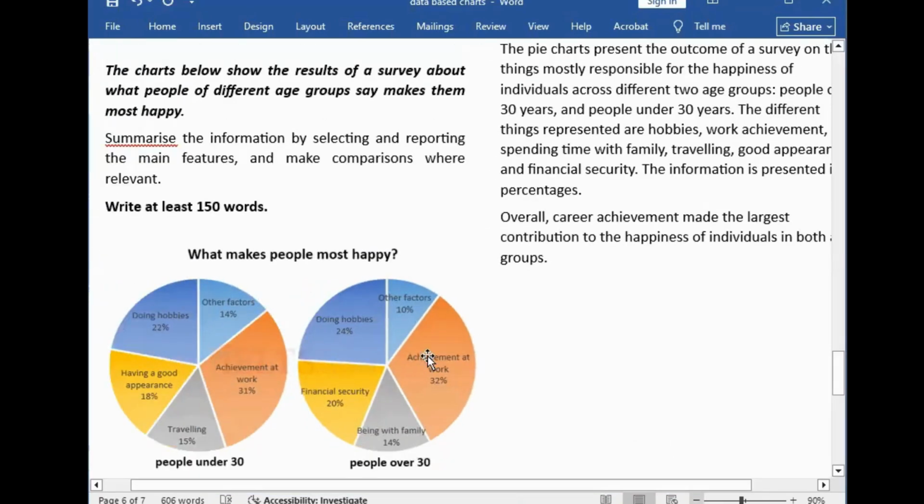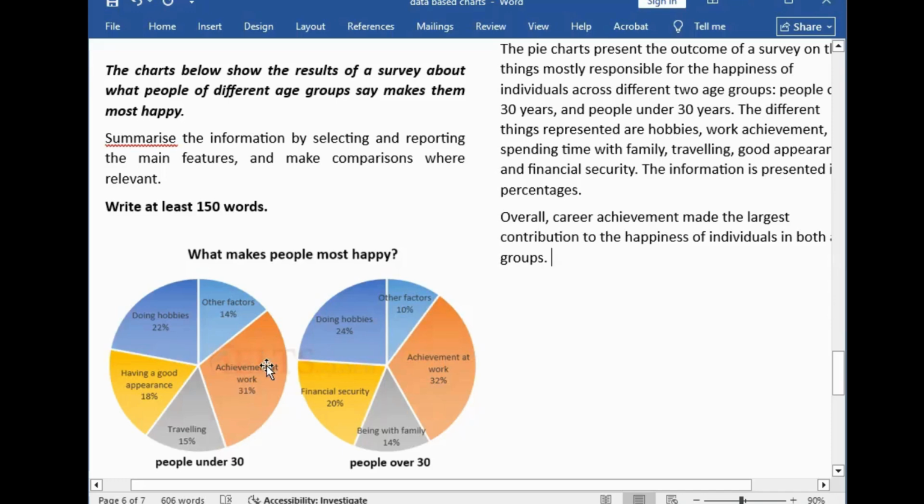Okay? I'm looking at this thing again. The chart below shows the result of a survey about what people of different age groups say makes them happy. Okay? Career achievements. So 31% career achievements, hobbies. Okay, so career achievement is responsible for what? For the happiness of 31% of the respondents. That's what this percentage figure means. Achievement at work is responsible for the happiness of what?